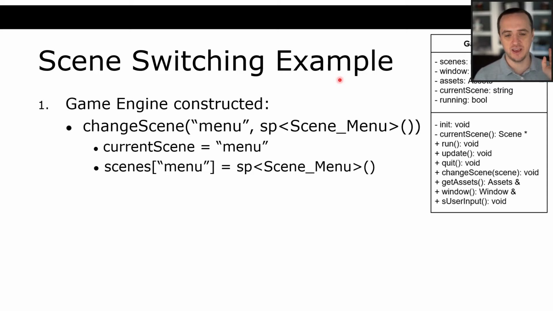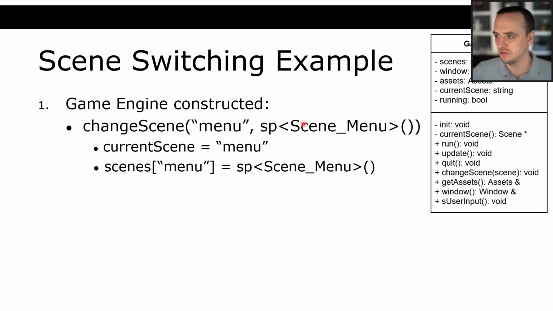So what we're going to do is when the game engine constructor runs, we're going to say change scene menu. So this menu is going to be the name of the scene. And then SP here just means shared pointer. And then this will be a shared pointer to a scene menu. So this is the menu scene constructor.